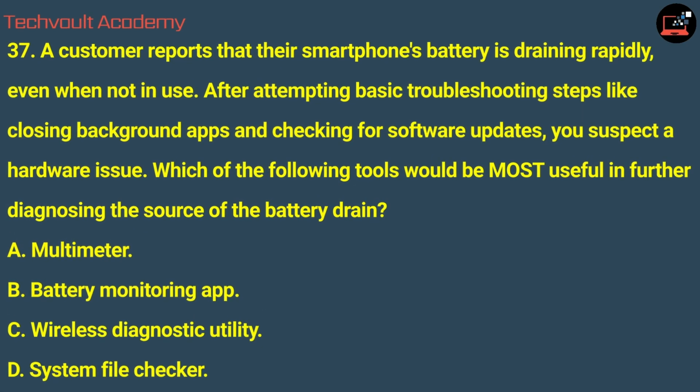37. A customer reports that their smartphone's battery is draining rapidly even when not in use. After attempting basic troubleshooting steps like closing background apps and checking for software updates, you suspect a hardware issue. Which of the following tools would be most useful in further diagnosing the source of the battery drain? A. Multimeter. B. Battery monitoring app. C. Wireless diagnostic utility. D. System file checker.